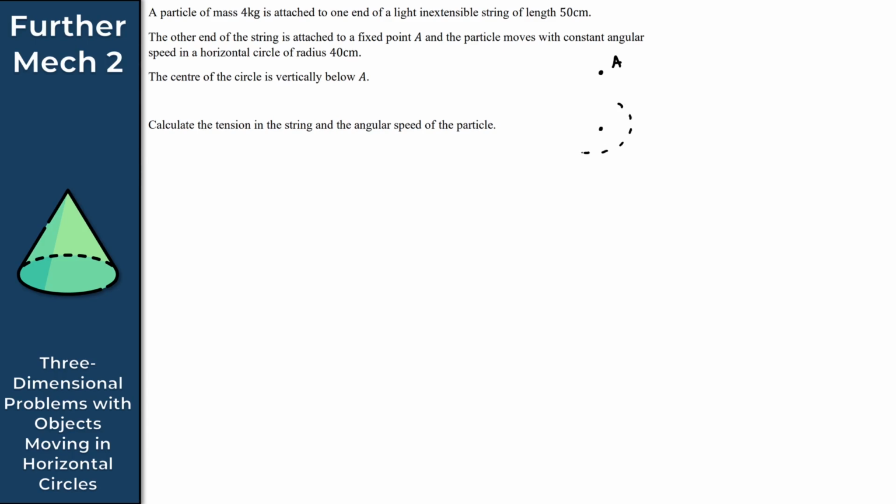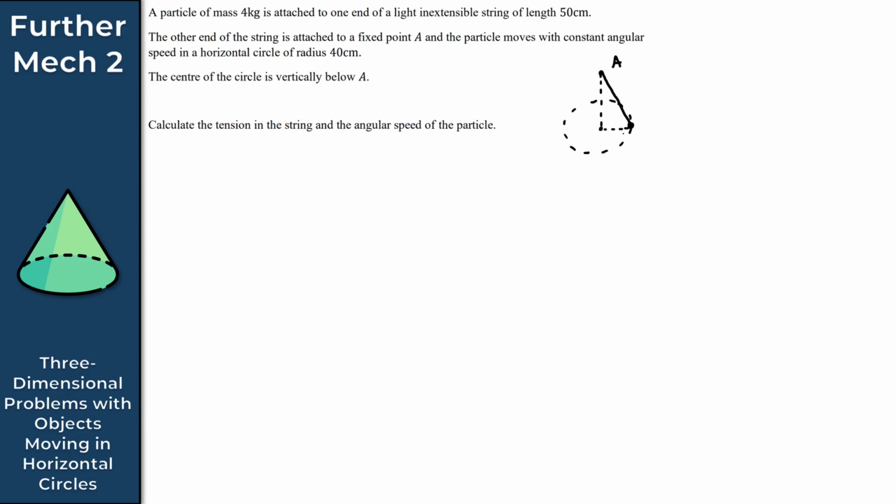So I've got my fixed point here, and attached to the fixed point we have some string that goes to a point on the circumference of the circle. This here is our particle, and this is the radius. I'm not going to add the relevant forces to this diagram, because it's going to be extremely messy and I don't have a whole lot of room.